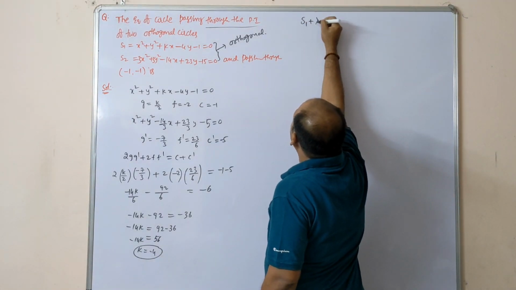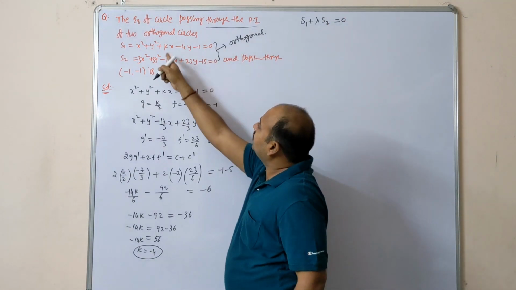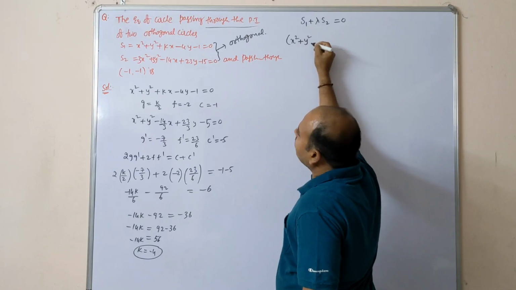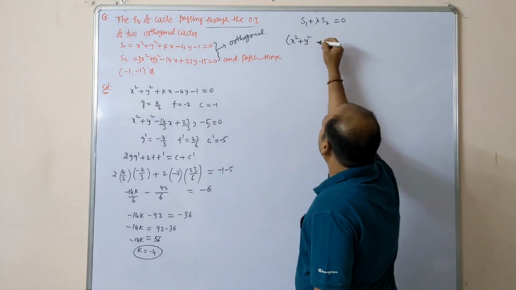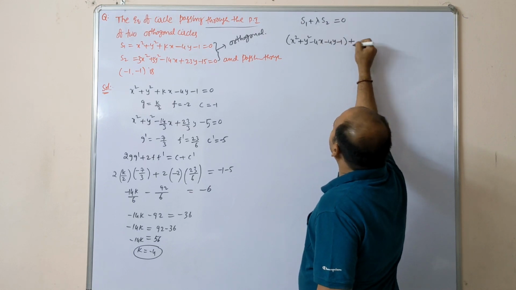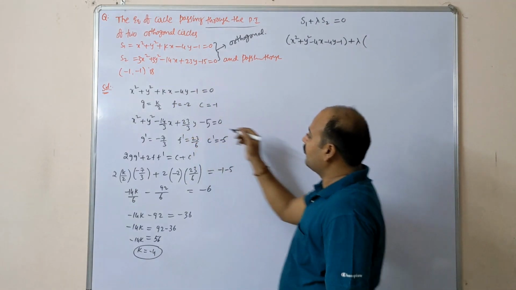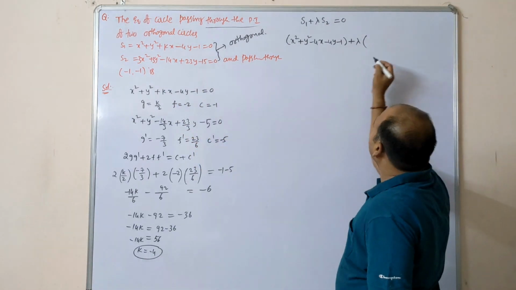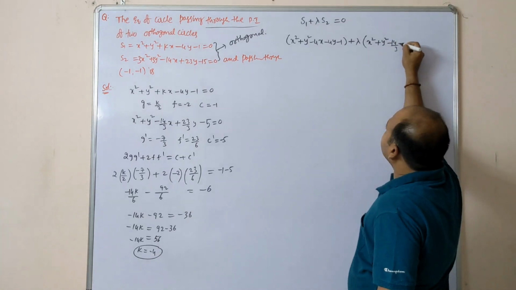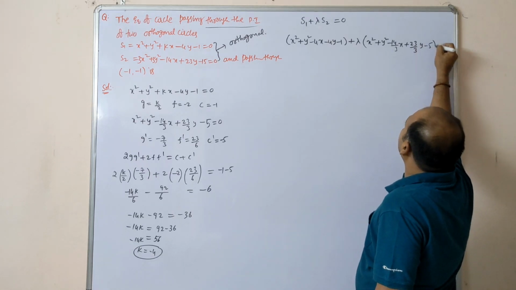S1 plus lambda S2 is equal to 0. S1 is x square plus y square minus 4x minus 4y minus 1, plus lambda into S2. If you write this equation in the general form, it will come up as x square plus y square minus 14 by 3 x plus 23 by 3 y minus 5 equal to 0.